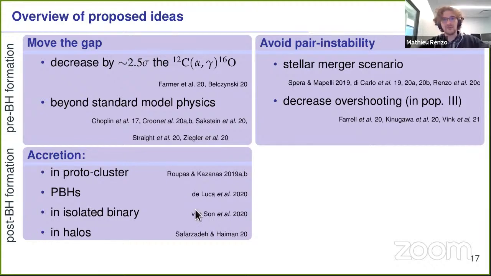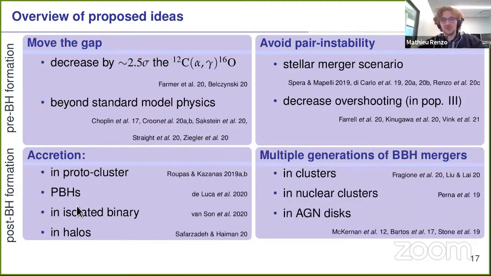But you can accrete from other things, like a protocluster, a halo, or you could have primordial black holes accreting from the primordial density as well. And finally, you can have multiple mergers. Say that you have two black holes below the gap, they merge and form a black hole in the gap, and then that black hole merges with another black hole.